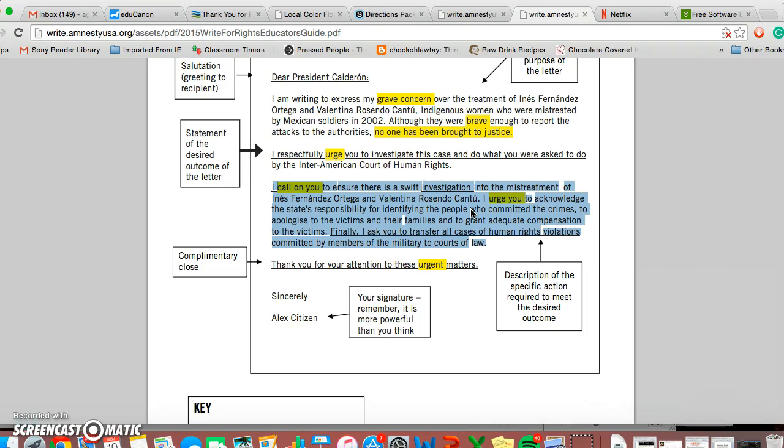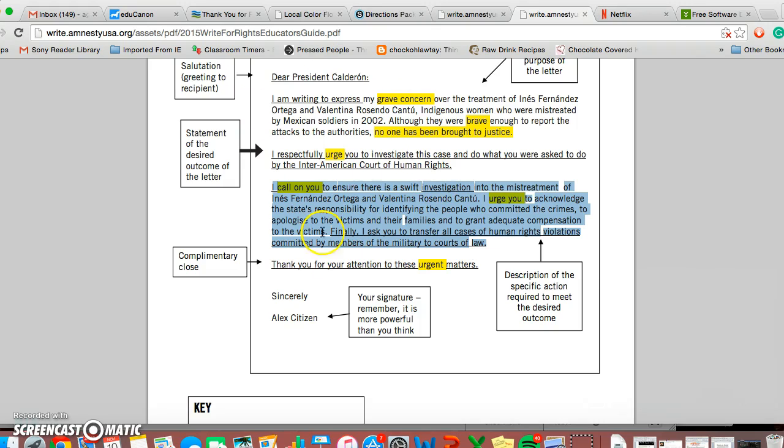There are kind of like 3 points. I call on you to do this. I urge you to do that. And finally, I ask you to do blah, blah, blah. Your case is going to lay out something similar to this in terms of 3 things that they need to do. One of them is probably focusing on legal human rights actions to get something fixed.